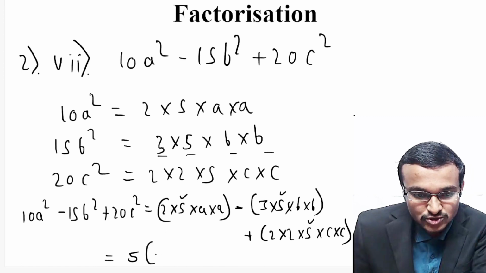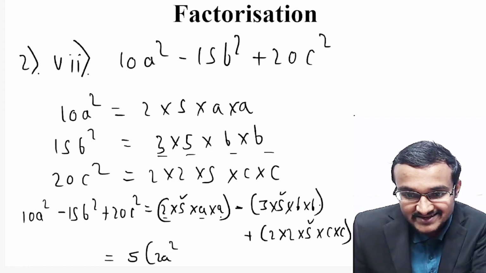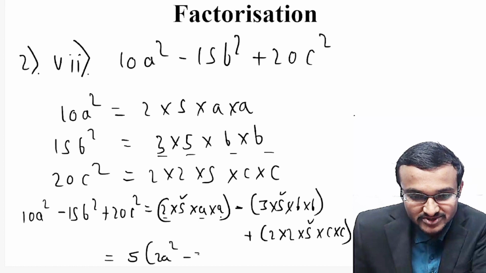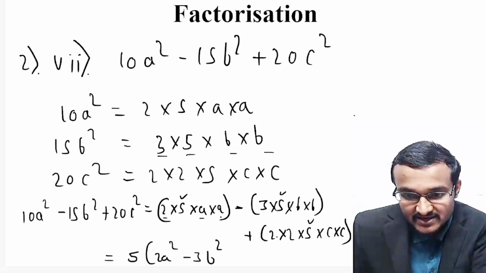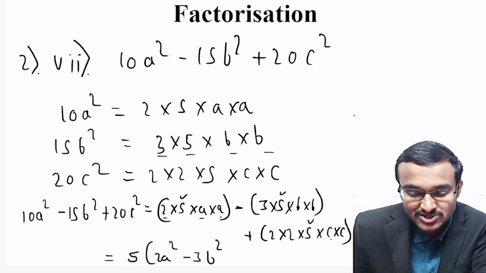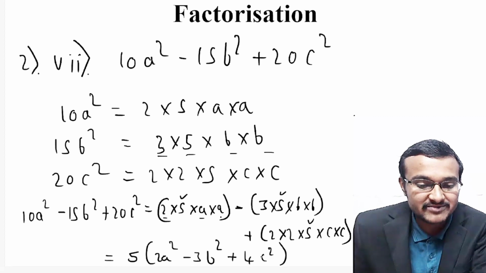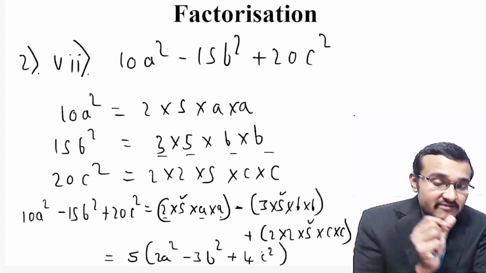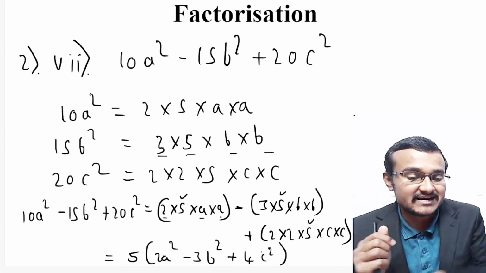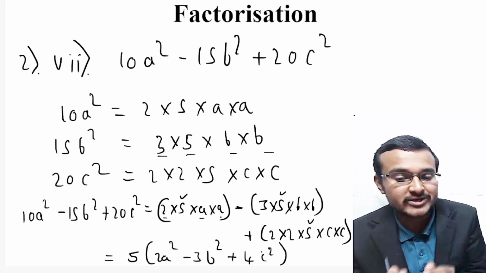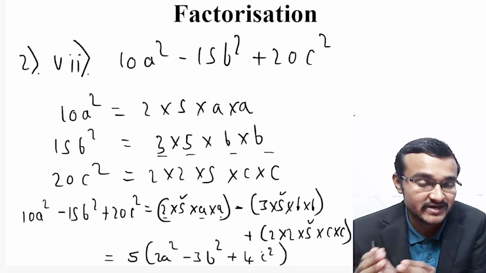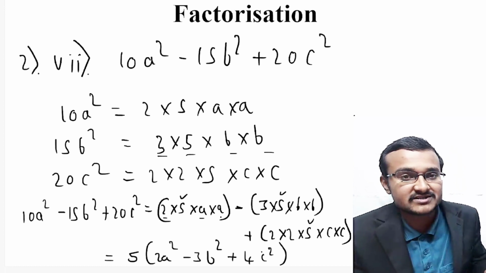So inside the bracket 2a square will be remaining, so 2a square is one term, minus 3 into b into b, so minus 3b square. Here 2 into 2 into c is there, so that is 4, so plus 4c square will be there. So 2a square minus 3b square plus 4c square is one term, 5 is another term. So that means 5 is one factor, and 2a square minus 3b square plus 4c square is another factor for this particular 7th question.